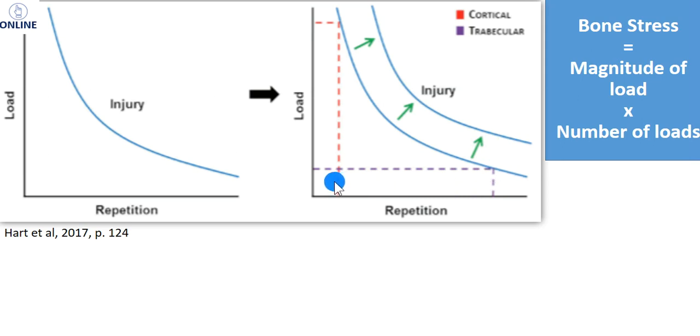Or what if you jump from a high surface? You saw the wrestler video before. What if I only do it once, so it's a very low repetition, but it's a high magnitude of the load? That can cause injury as well. And that injury could occur at the cortical or trabecular levels, but what this is showing here is that trabecular bone injury tends to be a lower load, higher repetitions, whereas cortical bone injury tends to be a higher load, fewer repetitions. But either way, bone stress is the magnitude of the load times the number of loads.